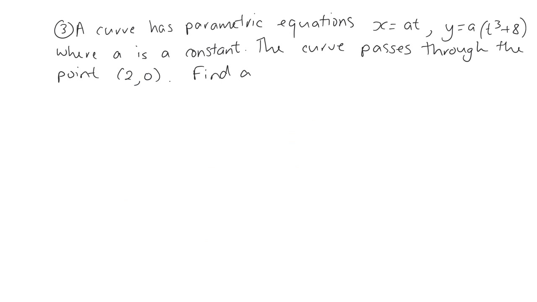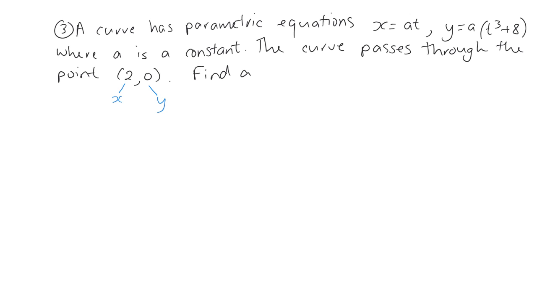Okay, so our next one: a curve has parametric equations x equals at and y equals a upon t cubed plus 8, where a is a constant. The curve passes through the point (2, 0), find a. So our coordinates are still Cartesian coordinates, they're still x and y. So that's our x value and that's our y value.